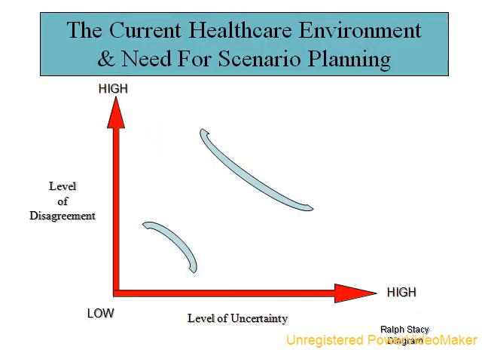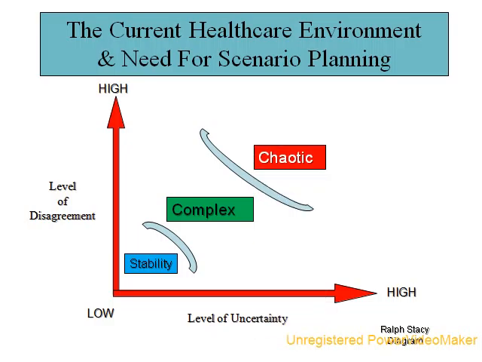We'll start off by looking at something called the Ralph-Stacey diagram. This is establishing the need for scenario planning. If we have a great deal of uncertainty and disagreement over a situation, we'll find ourselves in different environments. If we have a relatively low level of uncertainty and disagreement, we have something that would be referred to as stability. However, as the uncertainty and disagreement increase, we have complexity. There are different rules and regulations, legal compliance issues, litigation issues, and as we get to a great height of disagreement and a great deal of uncertainty in the marketplace, we have a chaotic marketplace.